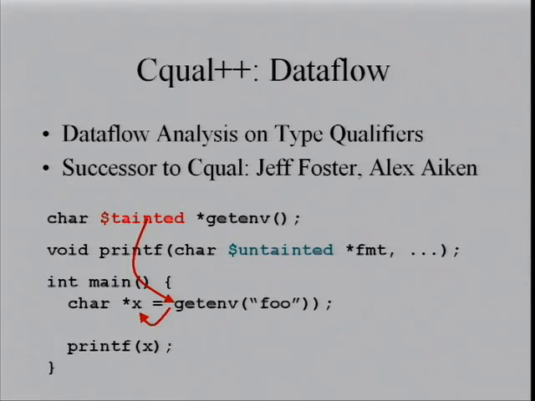So the return of getEnv is tainted. This then taints X. This flows into the printf argument, which is now flowing to untainted, and so we detect a bug. And so this is the basic framework in which Cqual operates. You define your sources and sinks and your blockers, and this produces a program analysis.